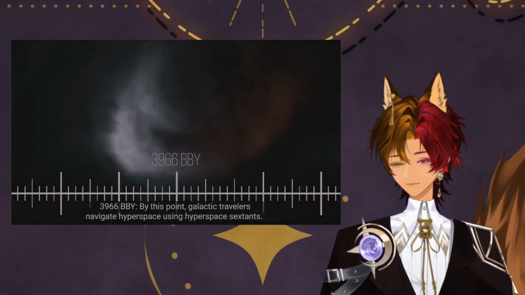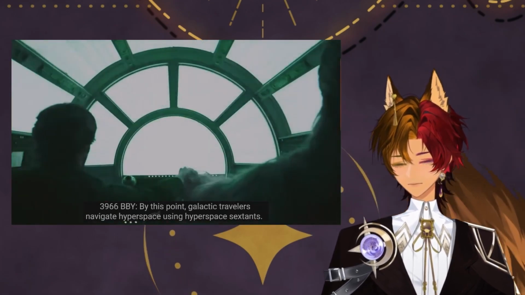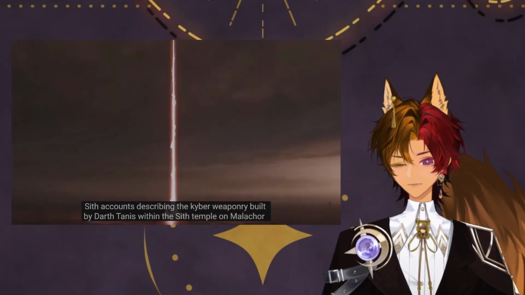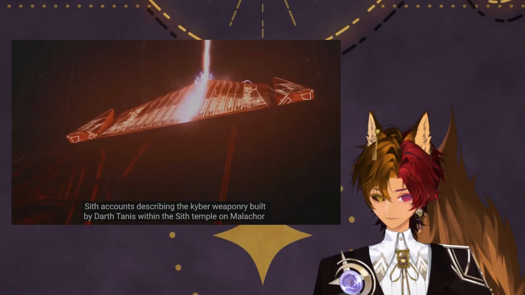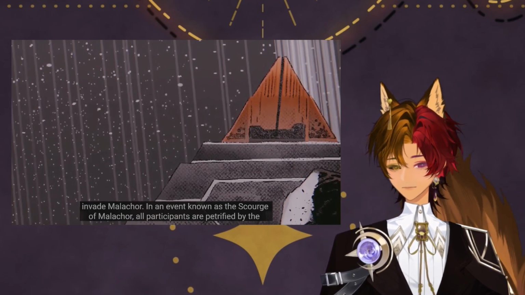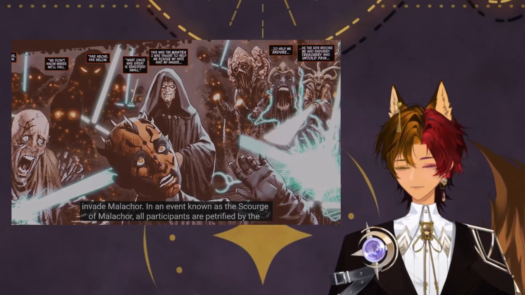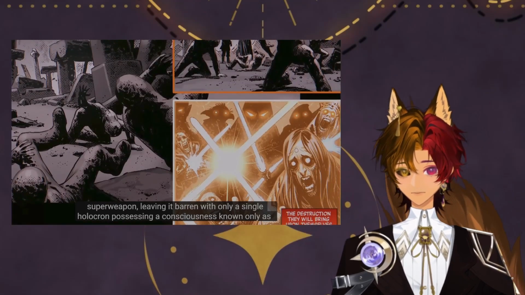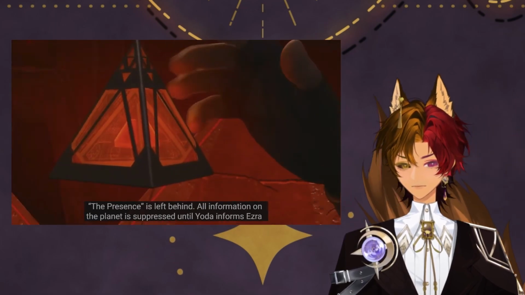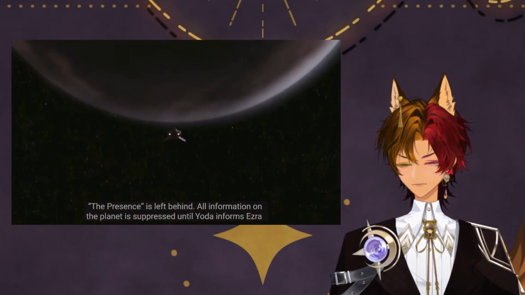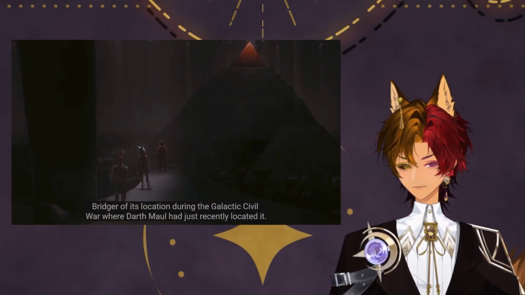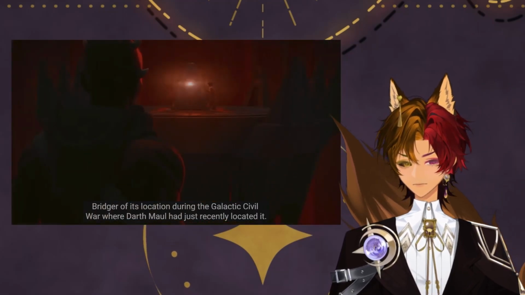3966 BBY. By this point, galactic travelers navigate hyperspace using hyperspace sextants. Sith accounts describing the Kyber weaponry built by Darth Tanis within the Sith Temple on Malachor are made. This is around the time that the massive battle station is discovered by the Jedi who invade Malachor. In an event known as the Scourge of Malachor, all participants are petrified by the superweapon, leaving it barren, with only a single holocron possessing a consciousness known only as the Presence is left behind. All information on the planet is suppressed until Yoda informs Ezra Bridger of its location during the Galactic Civil War, where Darth Maul had recently located it.